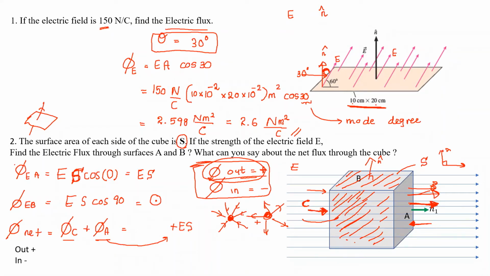If we look at surface C, electric field lines are going into the surface, right? It is going into the object, so it is a negative flux. So it is negative ES. When you add the negative ES and the positive ES, you get 0.